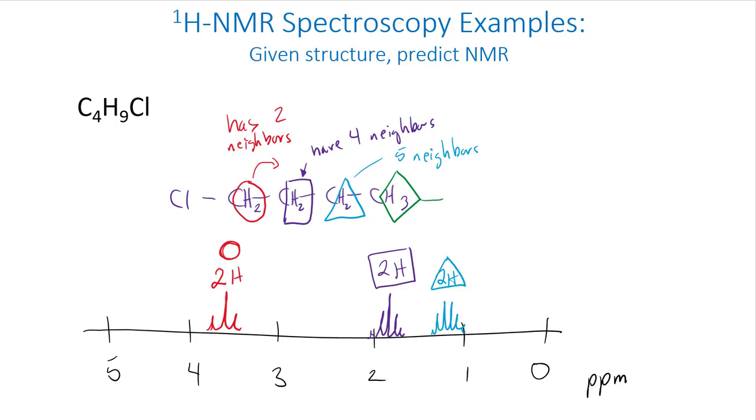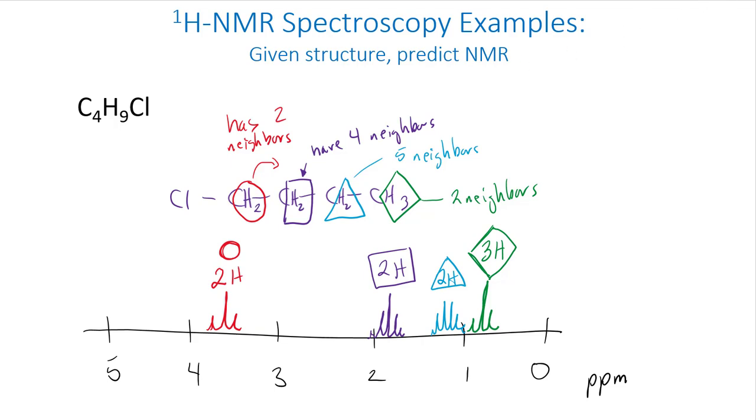Lastly, we have the methyl group, which has 2 neighbors and will therefore be a triplet, and that's going to be the furthest upfield, integrate to 3 hydrogens, and those, as well as the other 2 CH2s that we just did, may start to run together, so it may actually be hard to distinguish them. So here's an example of being given a structure to predict the NMR.